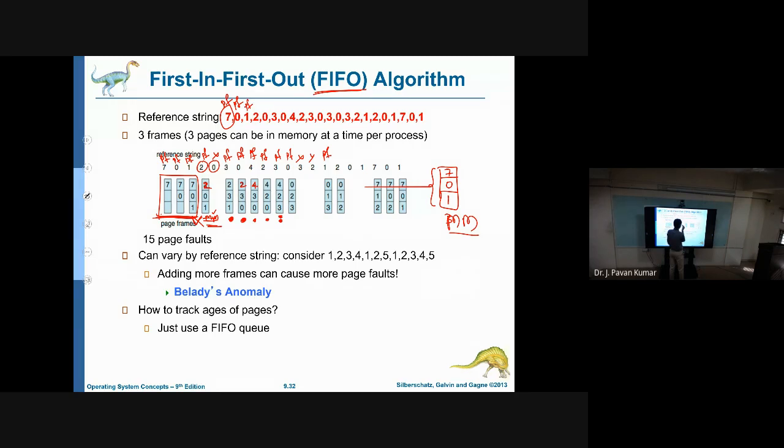So 1 can be replaced with one of these 3. Which one we have brought first? Out of these 0, 2, 3, which one we have brought first? 2, isn't it? 2 we have brought first out of these 3. So 2 we will replace. Okay, this is the main memory content. Now 2 we want. 2 we don't have in the main memory. So again page fault. Next, 0 we want. 0 is present in the main memory. So no page fault. Here 1, no page fault.